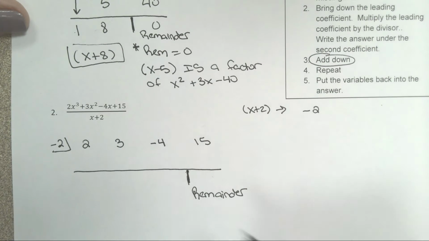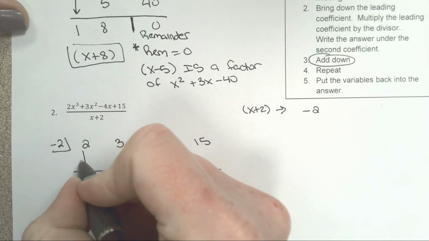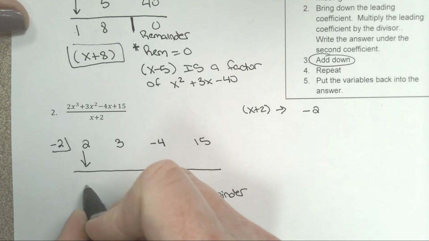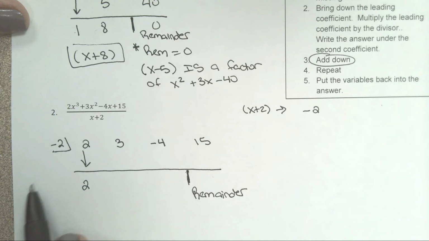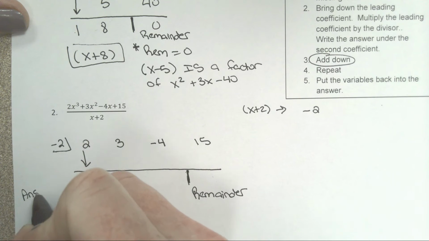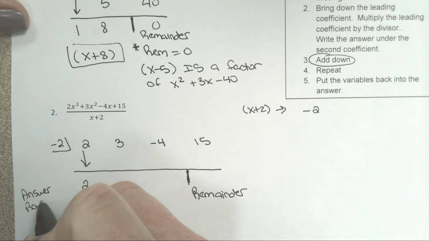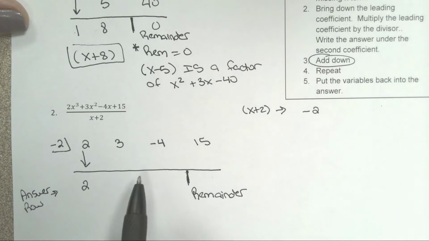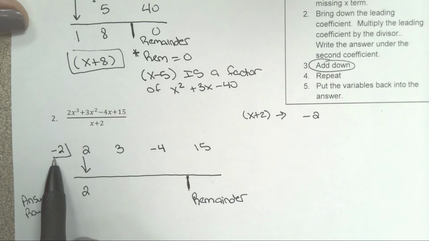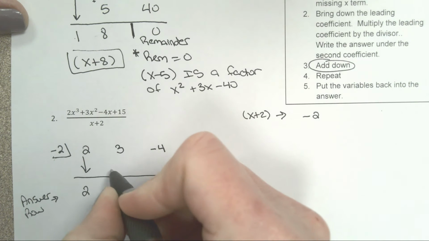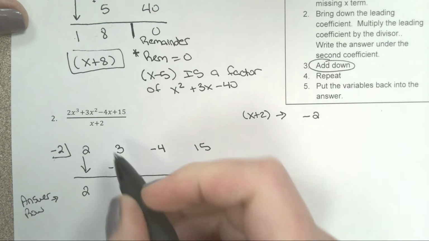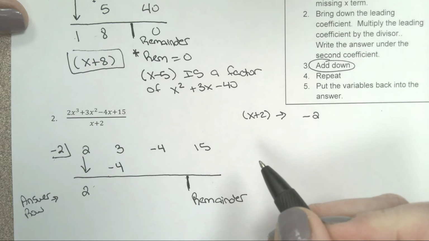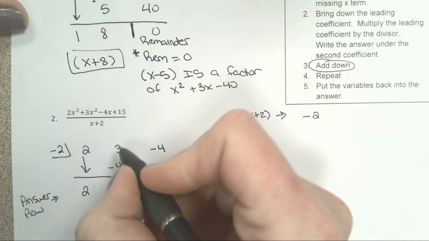All right, here's how it goes. Step number 1, bring down the leading coefficient. What we have down here is basically our answer row. It's basically the answer you're looking for. Step 2, we're going to multiply this number right here by the bottom row. -2 times 2 equals -4. So then it goes in the next spot. And then you always add down.